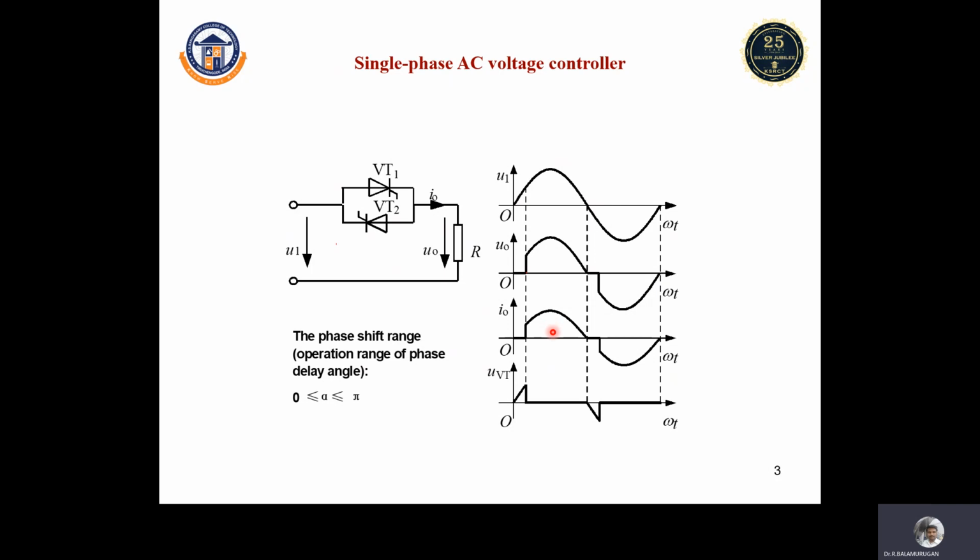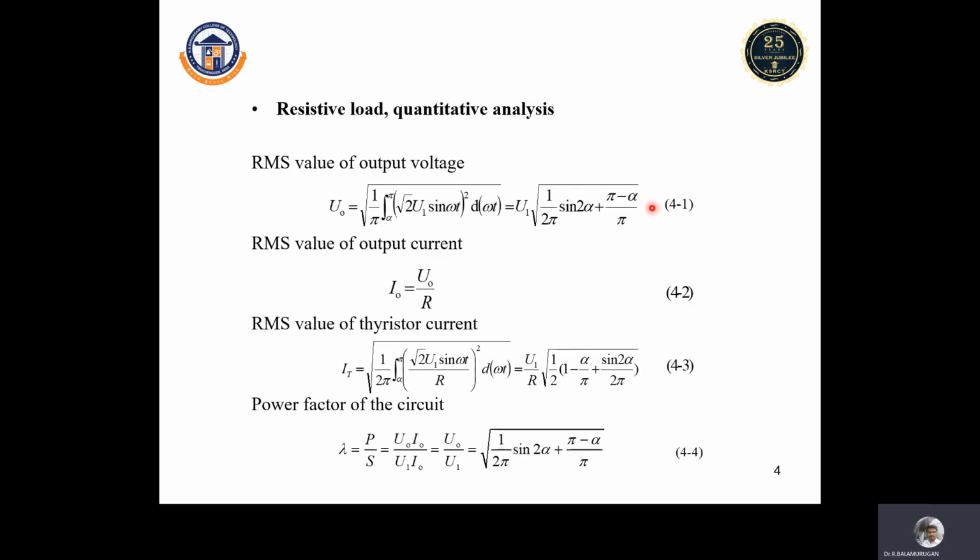If it is a resistive load, the output will be like this voltage. This is the output voltage, and this waveform shows the output current. Both will be in phase. We can have the explanation over 0 to pi, then pi to 2 pi. So let's go to the next controller.